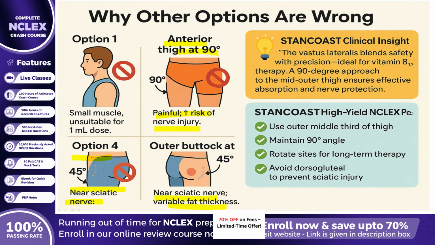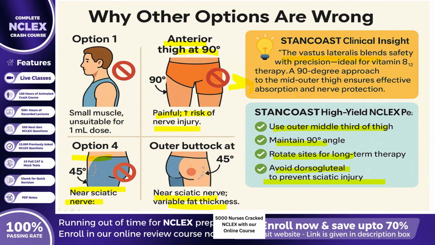Transitioning into a clinical perspective, correct anatomical identification and injection technique are critical to preventing complications such as pain, hematoma, or nerve injury. Nurses must always prioritize safety and precision to ensure therapeutic effectiveness. Now, moving into the Stancoast clinical insight. The vastus lateralis site combines both safety and reliability, the perfect balance for intramuscular vitamin B12 therapy. By maintaining a 90-degree angle and targeting the mid-outer thigh, the nurse ensures proper absorption while minimizing the risk of nerve or vascular injury.